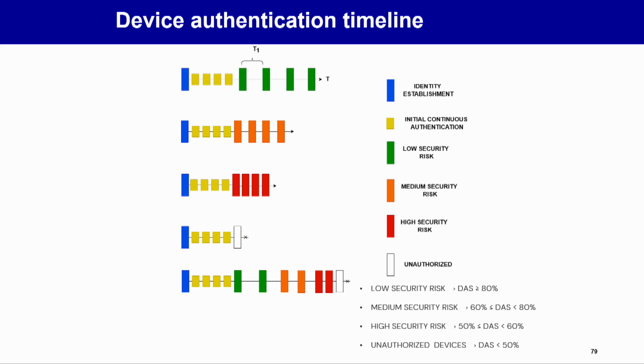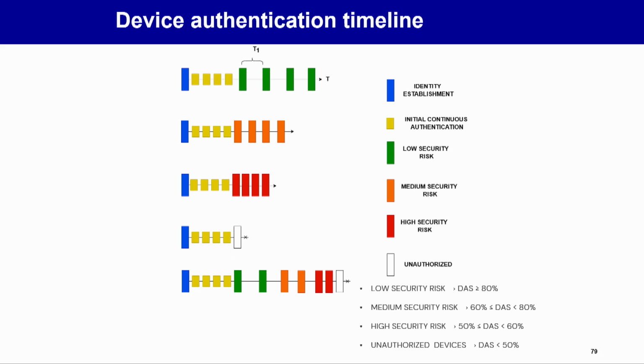I think we are not going into the details of this formula, it's in the paper, I will point it out. So if the device authentication score is more than 80%, it is a lower security risk, which means you don't need to authenticate so frequently. A high device authentication score indicates there is huge confidence, there is no problem.